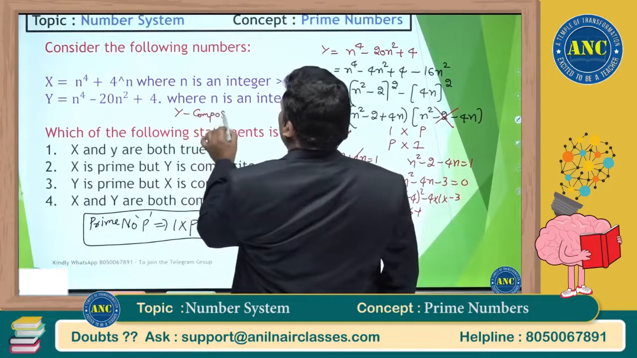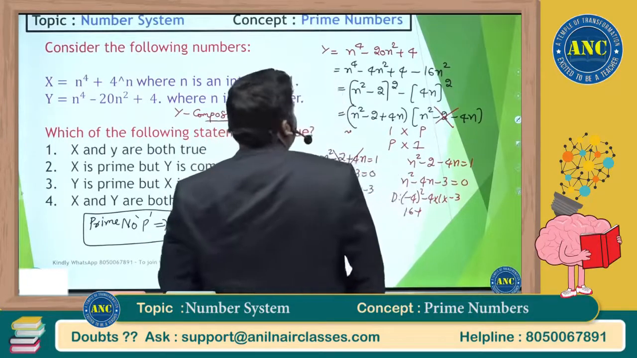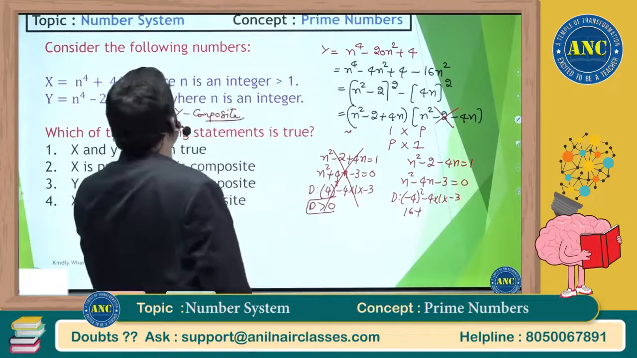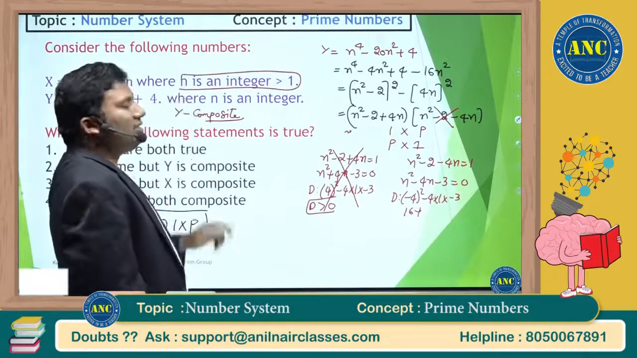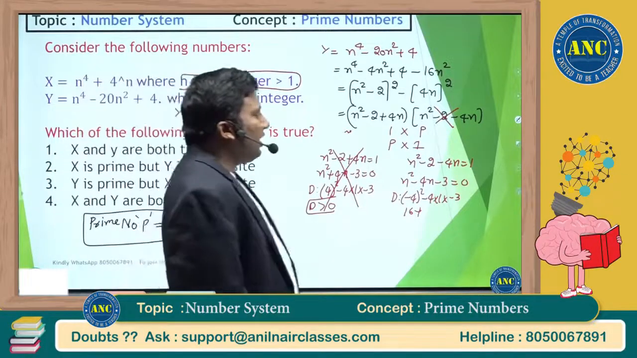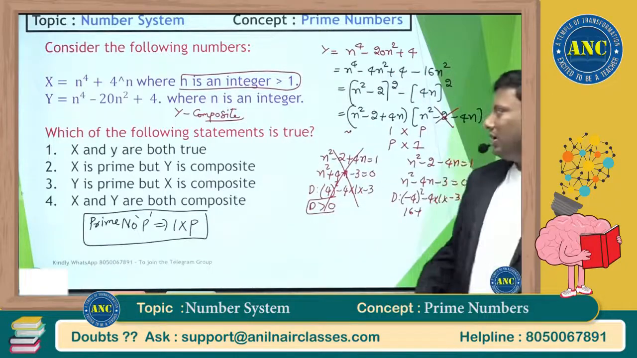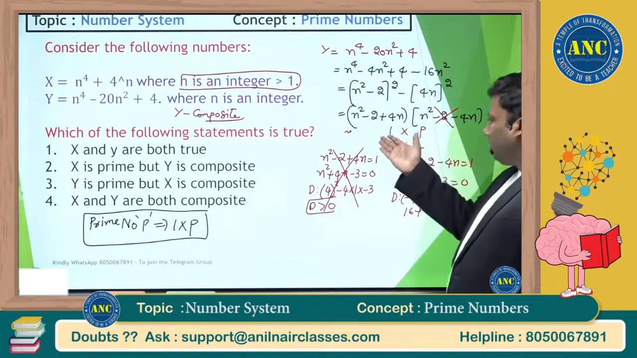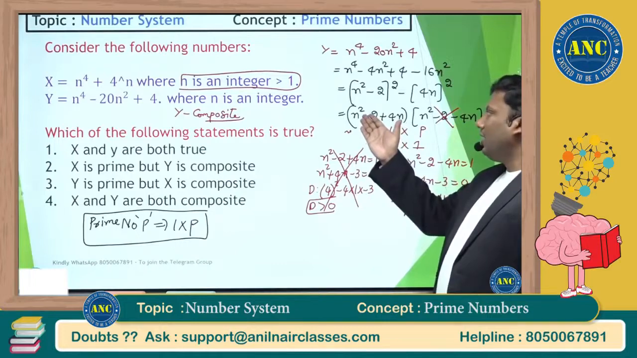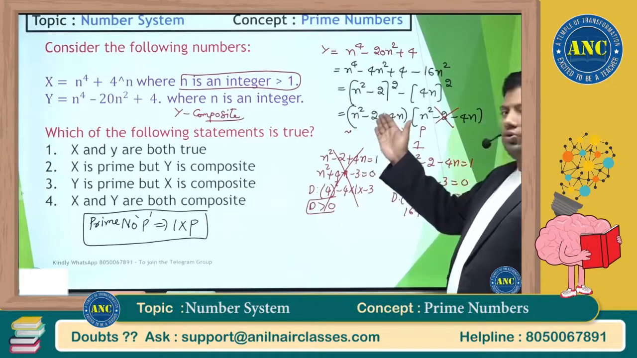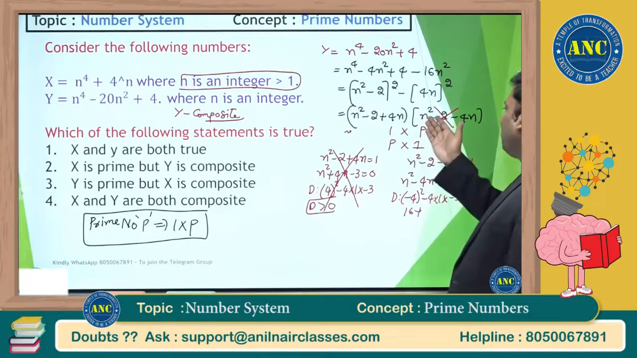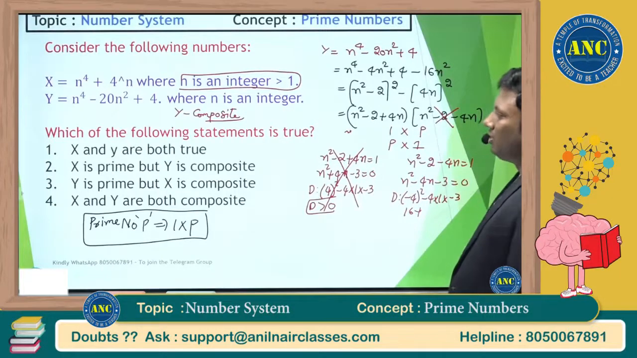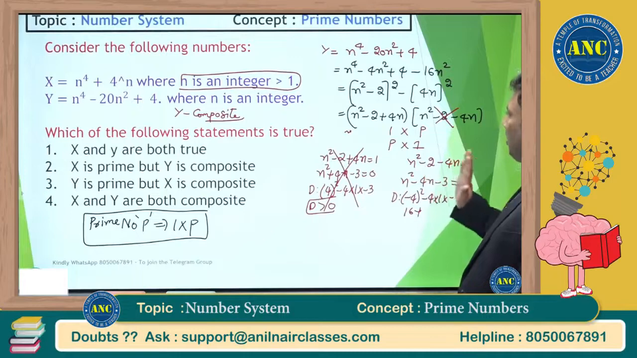I hope the idea is clear. Where n is an integer greater than 1, that means n is a natural number. If n is a natural number, you don't need to do all this. Substitute n as 2: 2 square minus 2, 4 minus 2, 2 plus 8. It is not possible. Also 2 square minus 2, 2 minus 8, it is also not possible. So y is a composite. I hope the idea is clear.